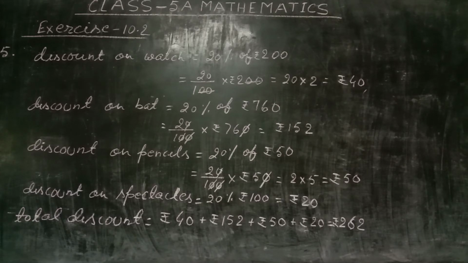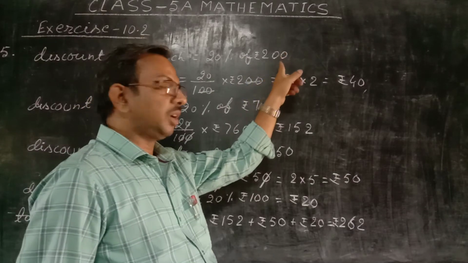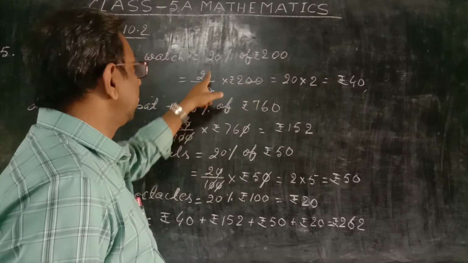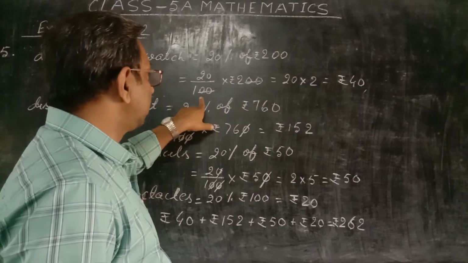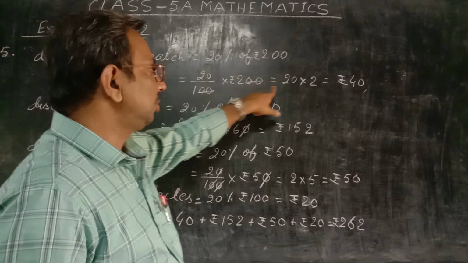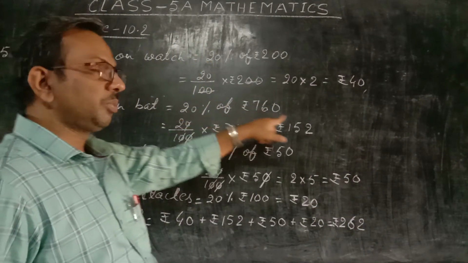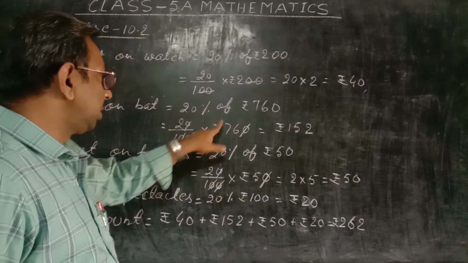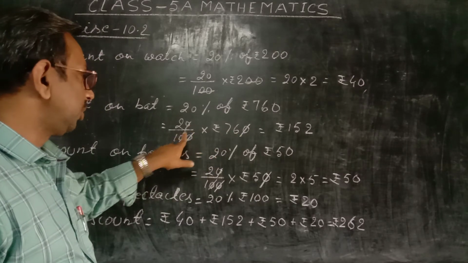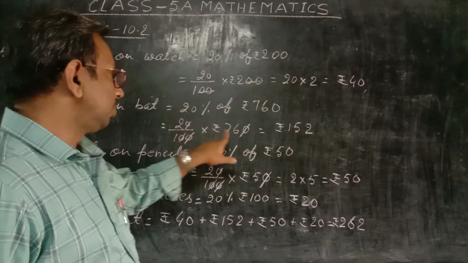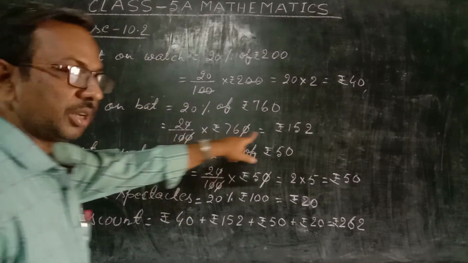So discount on watch equal to 20% of the cost of the watch, that is 20% of rupees 200. For the omission of this percent, I wrote here 20 by 100 into 200. So this double zero and double zero cancel. 20 into 2 equal to rupees 40. Now discount on cricket bat equal to 20% of rupees 760. 20 by 100 into 760. This 0 cancel and 1 zero of 20, 1 zero of this cancel. 2 into 76, that is equal to rupees 152. So discount upon cricket bat equal to rupees 150.